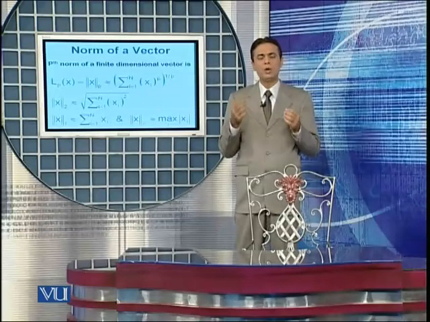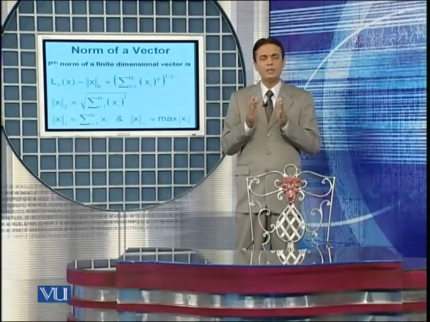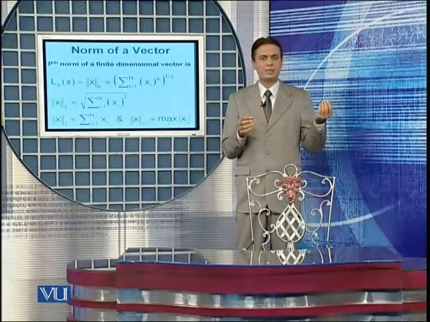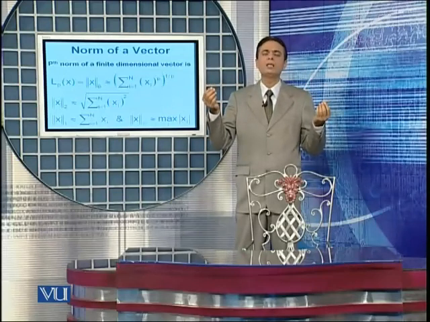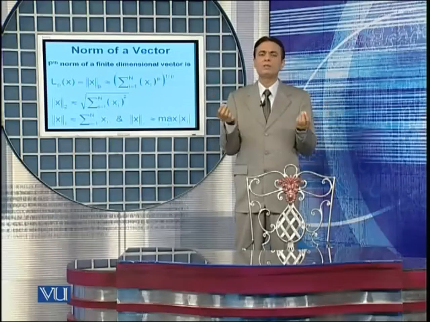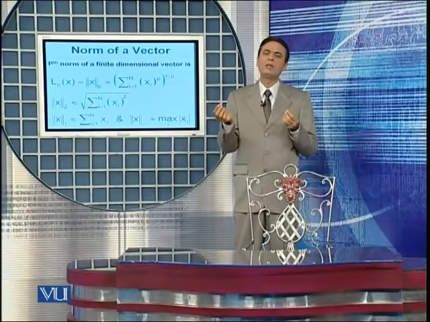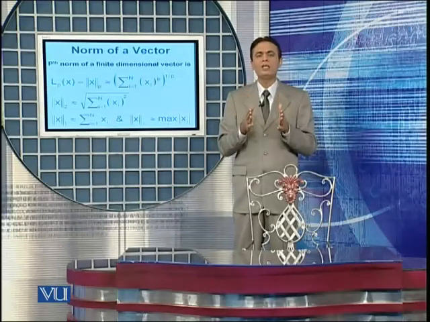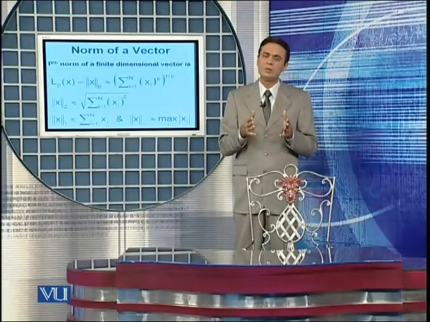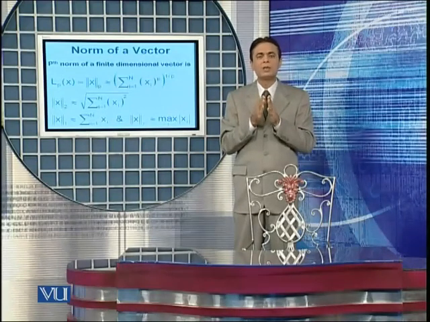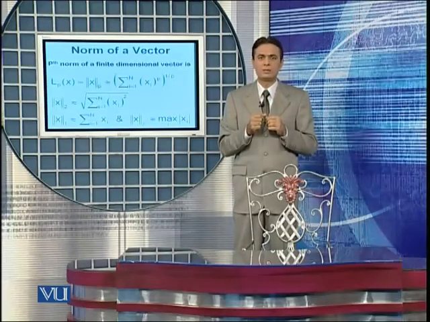We can use the norm of a finite dimensional vector to find the distance between two vectors of the same dimension. So if we have a vector x1 and a vector x2 defined in an n-dimensional space, then the distance between the two vectors is the norm of the difference vector, where the difference vector is the element by element difference of the two vectors. So a norm of a finite dimensional vector can be used to define the closeness between two vectors, or the difference or the distance between two vectors.